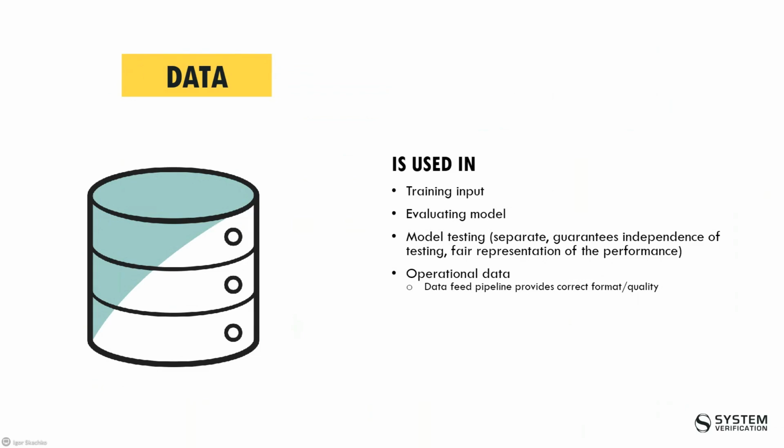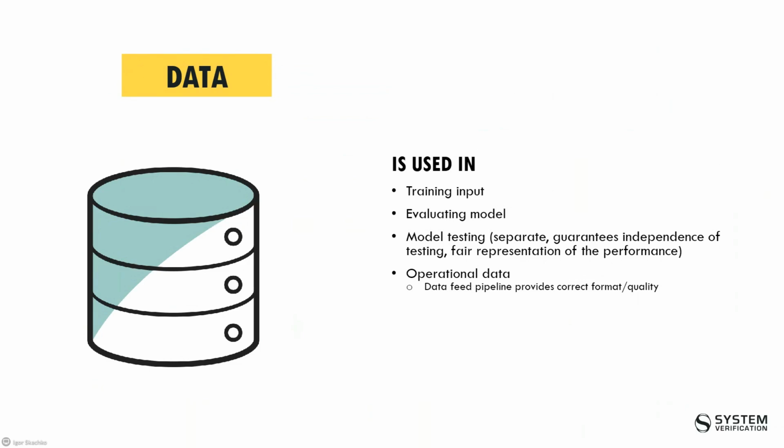After that, we get to something called model testing, which is a separate testing. It might seem similar to evaluating the model, but it should actually be completely separate because it needs to be independent of the previous testing. And of course, it should have a different set of data. So every stage we are testing with a different set of data, not the training input.